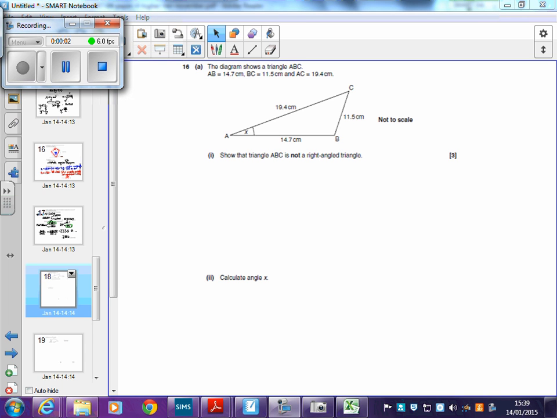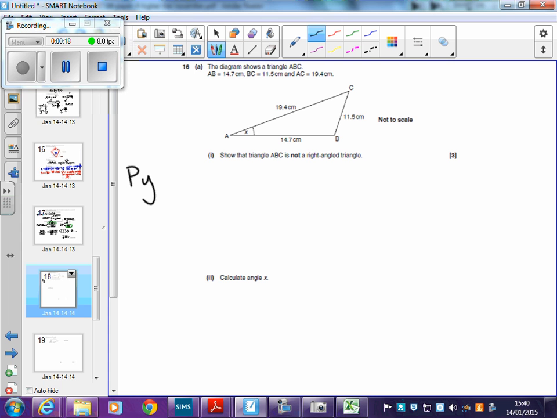Question number 16. We've got a triangle ABC with some length things marked on, and we want to show that this is not a right angle triangle. Easiest way to do this, go back to the very easiest thing you've done with right angle triangles. Begins with P, big Greek sounding. Oh yes, of course, it is Pythagoras Theorem. Now we know that Pythagoras Theorem is true for right angle triangles, so if we can show that it does not work for this one, we can show that this is not a right angle triangle.